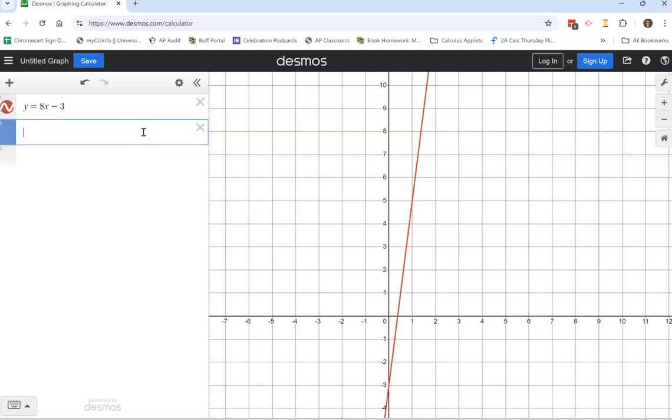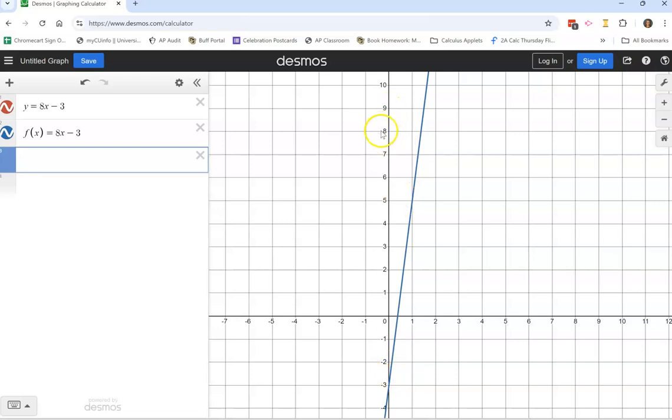I can also graph using function notation. So I could say f of n, or I could say f of x, doesn't really matter, is 8x minus 3. And so you can see those graphs lie on top of one another. I could turn one graph off or on without deleting the equation that I wrote, but we expected those to be the same graphs.